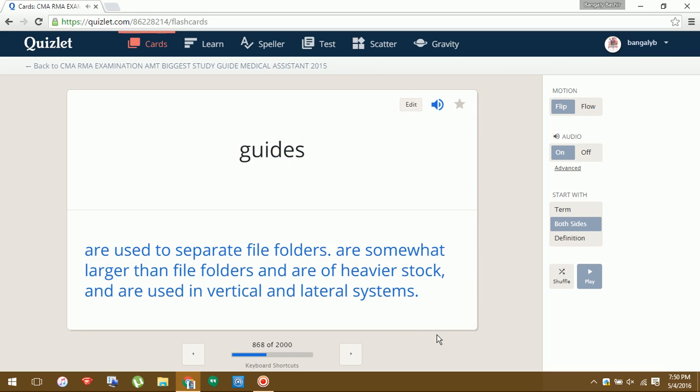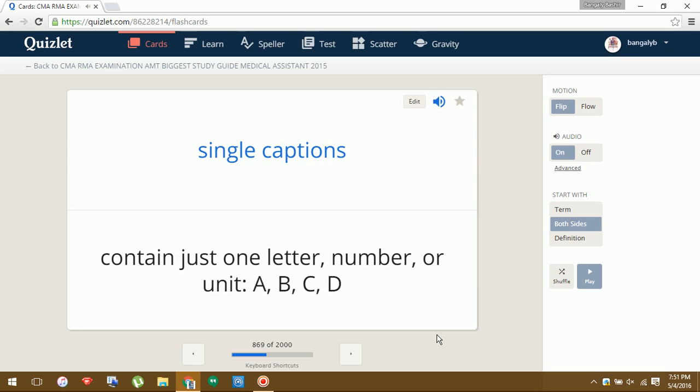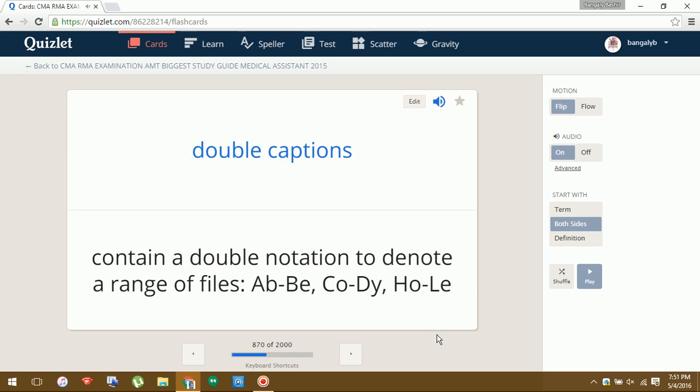Guides are used to separate file folders, are somewhat larger than file folders, are of heavier stock, and are used in vertical and lateral systems. Single captions contain just one letter, number, or unit: A, B, C, D. Double captions contain a double notation to denote a range of files, for example FB, KO, DA, HO.